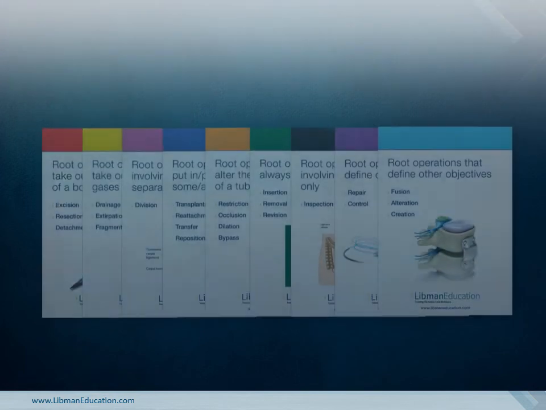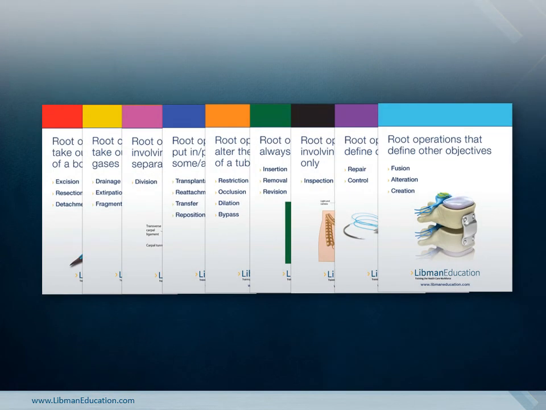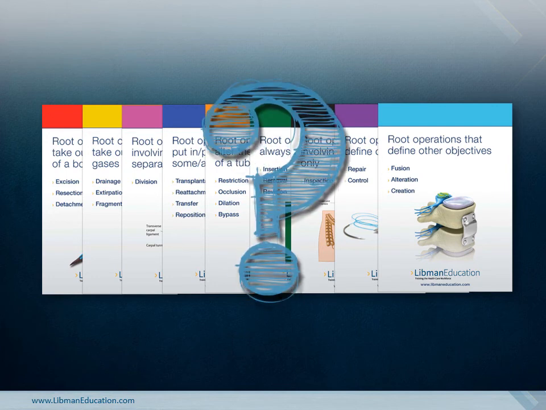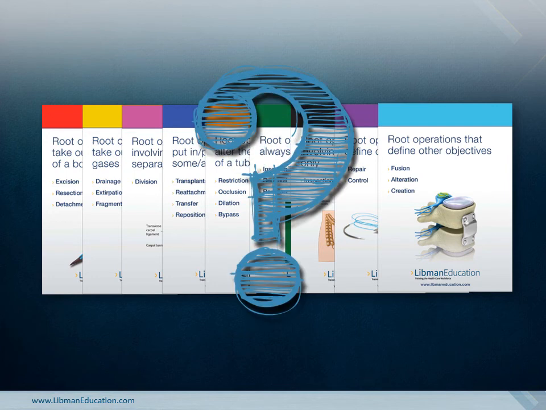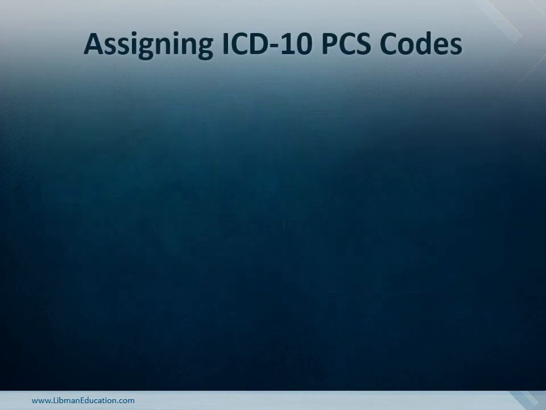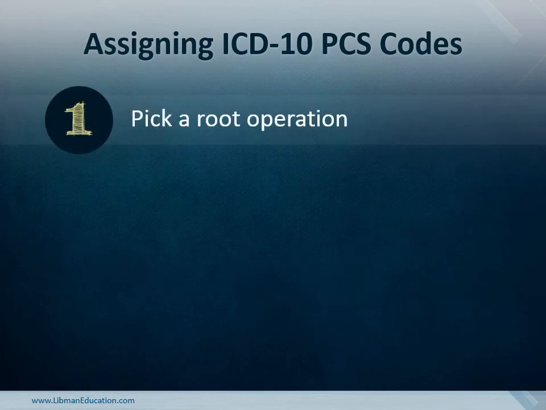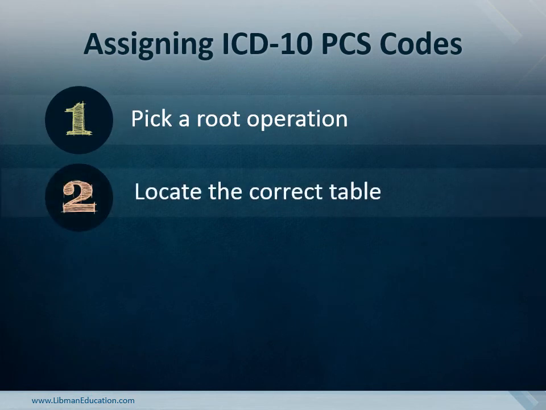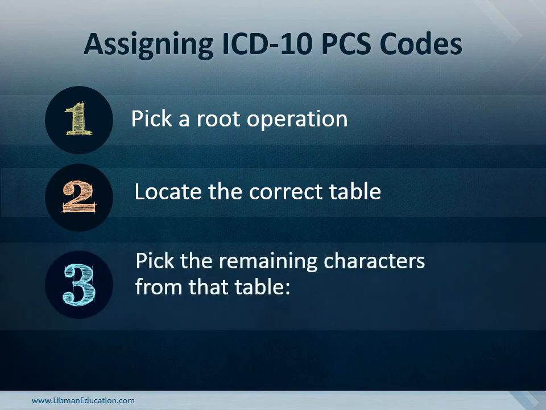Are you curious about how to really use these PCS flashcards and how to make the correct decision about assigning PCS codes? Well, hopefully I can help with that. The process of assigning PCS codes involves picking a root operation, then locating the correct table, either by using the index or by knowing the body systems, and then picking the remaining characters from that table for the body part, the approach, the device, and the qualifier.